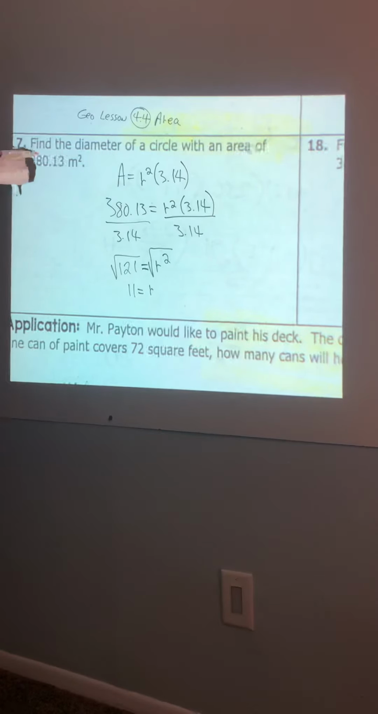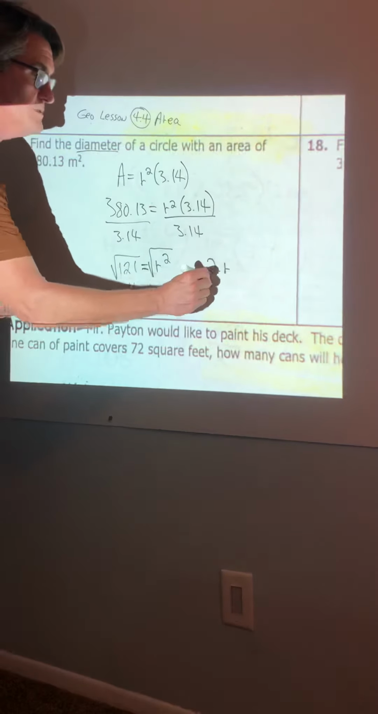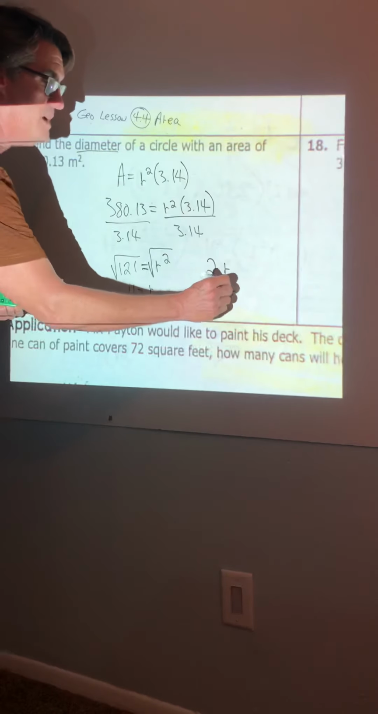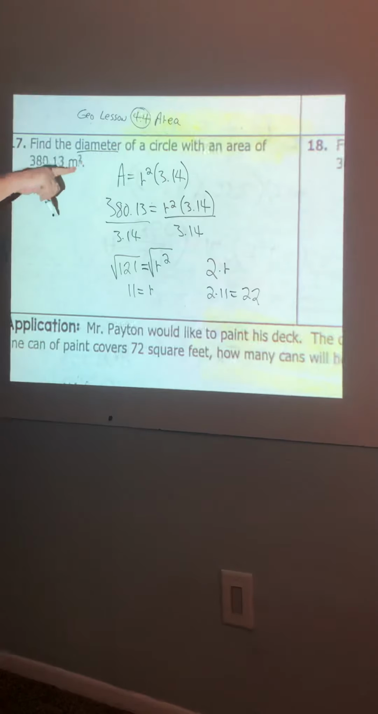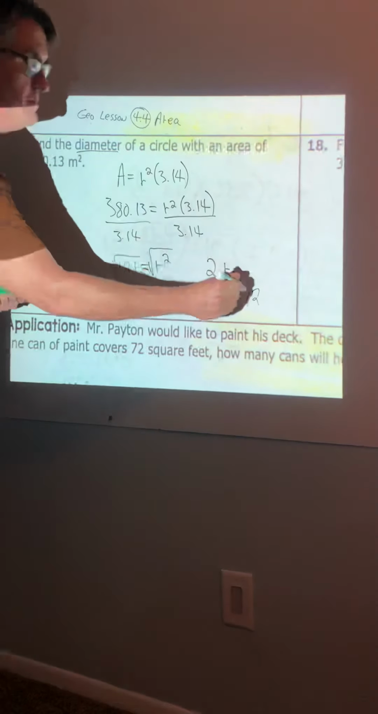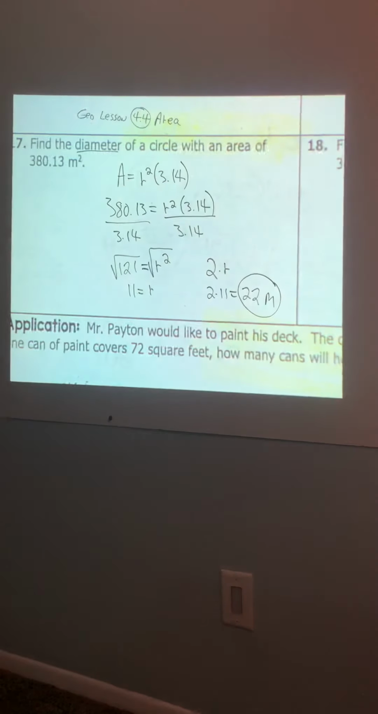But remember it said find the diameter. So if the radius is 11, I'm going to double the radius. So 2 times 11 for my answer of 22. Also, don't put meters squared, because that's for area. You're just going to put meters. Okay, talk to me about number 17.